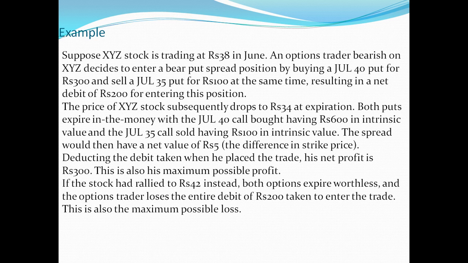This is the maximum possible profit. If the stock had rallied to 42 rupees instead, both options expire worthless and the option trader loses the entire debit of 200 taken to enter the trade. This is the maximum possible loss.